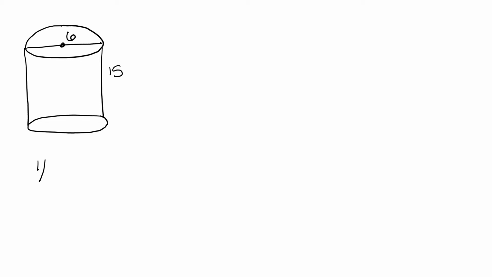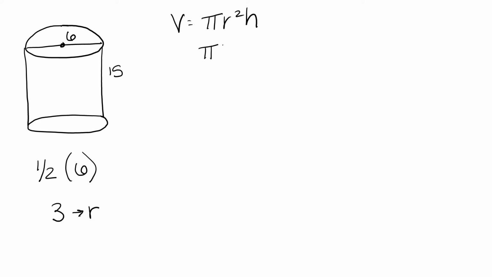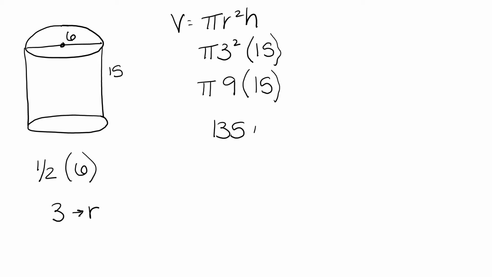Our first step is to take half of our diameter because we only want the radius, and half of 6 is 3. We use our formula, pi r squared h, plugging in our radius that we found, 3, and our height, 15. We solve the exponents first. 3 squared is going to give us 9. We then multiply the 9 times the height 15 to get 135.